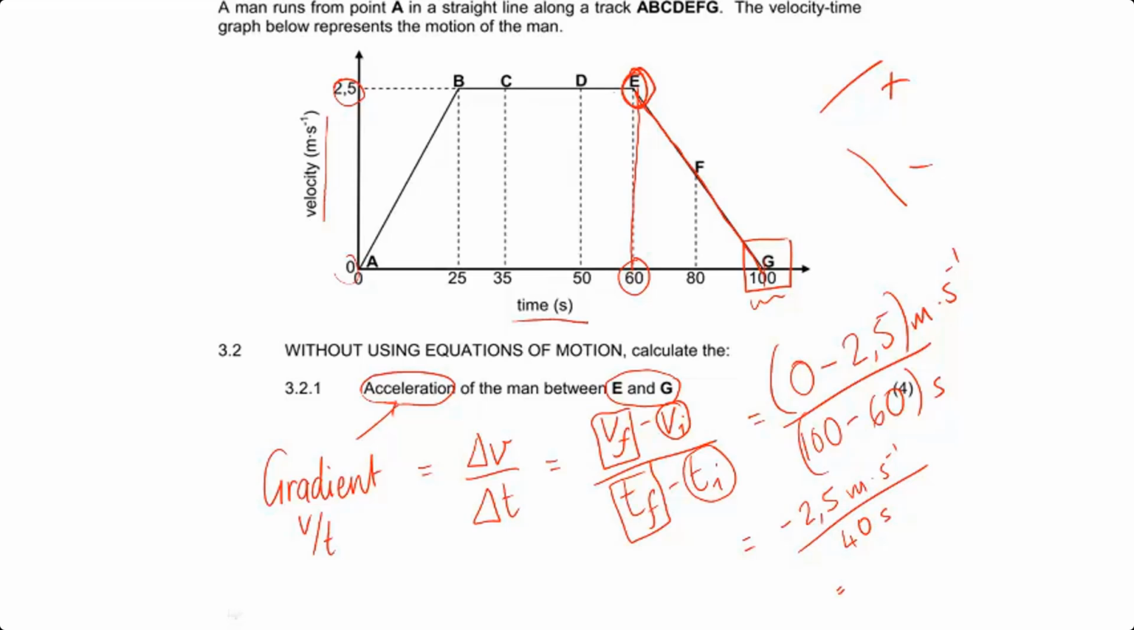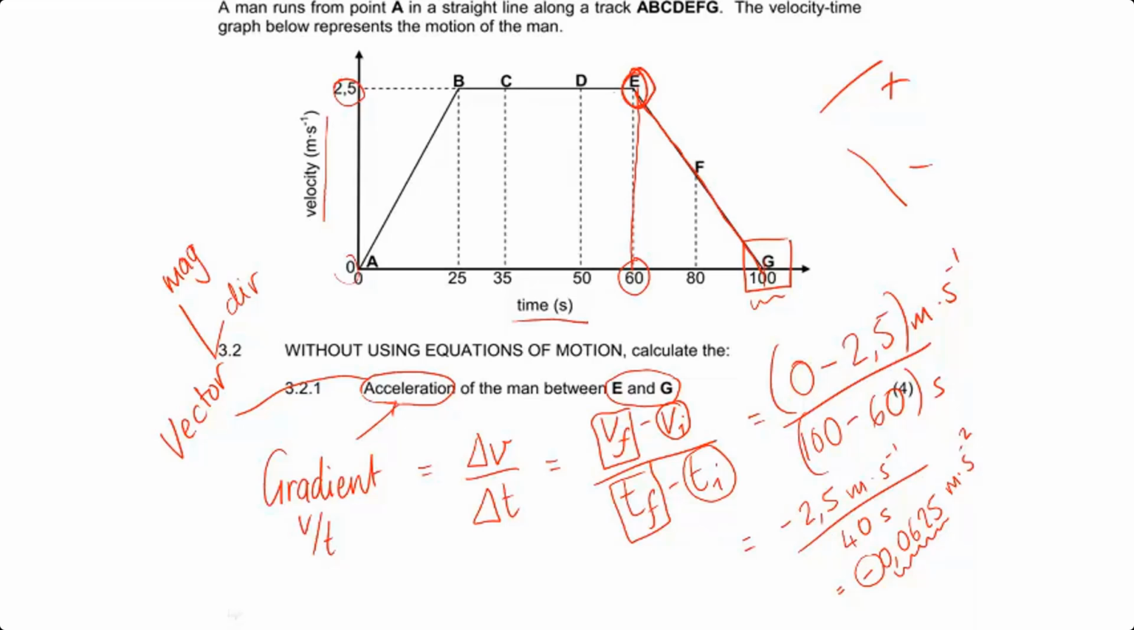So our answer is minus 0,0625. The unit is meters per second per second. Meters per second squared. Now, this negative tells us direction because acceleration is a vector. So a vector quantity has both magnitude. Now we've seen the magnitude is 0,0625, and it also has direction, and the direction here is given by negative.